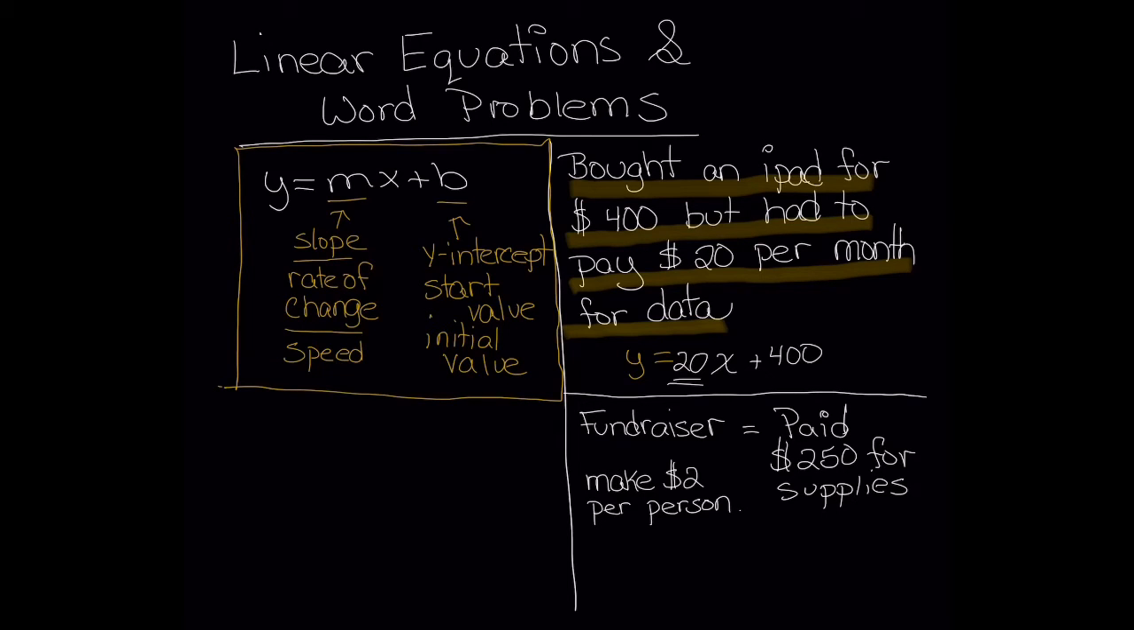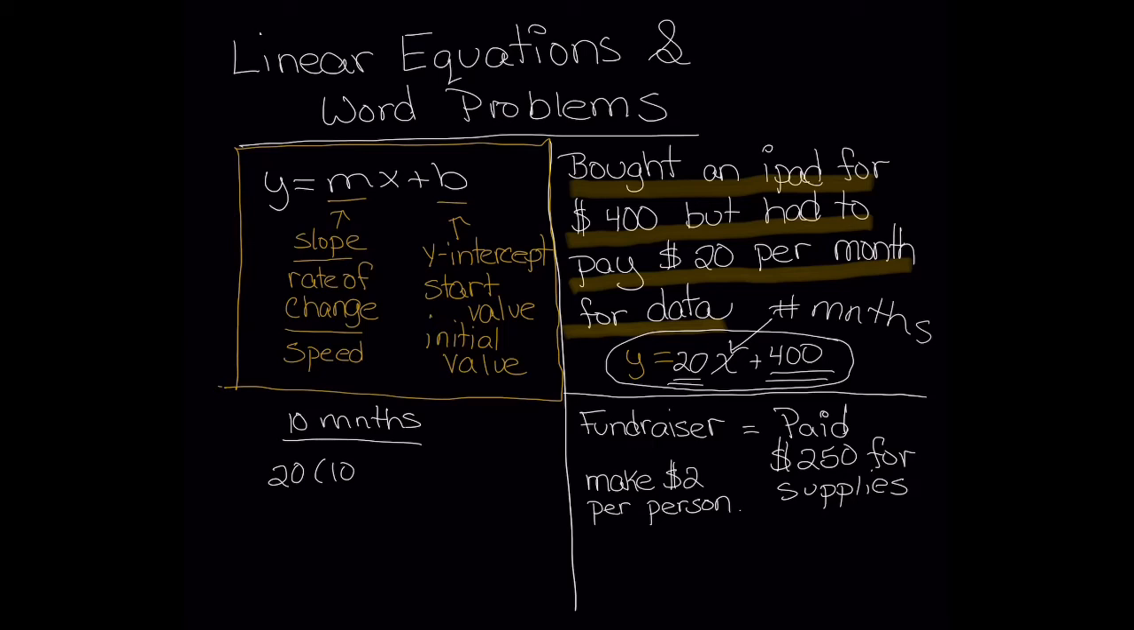This is what's happening over and over and over again, versus this is sort of that initial value or my beginning value. So this is going to tell me how much I've spent on the iPad, given the number of months. Now, if I was to say, well, how much will I have spent on the iPad after 10 months? The way I would figure that out is I would take 20 times 10, but we'd have to also remember that we spent 400. So this would be 200 plus 400 or $600.